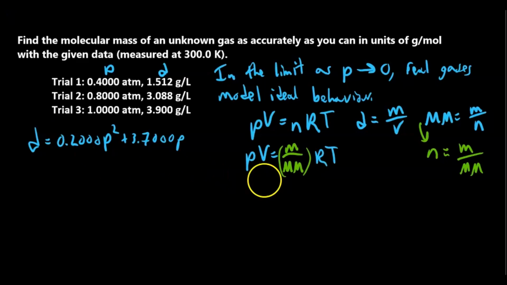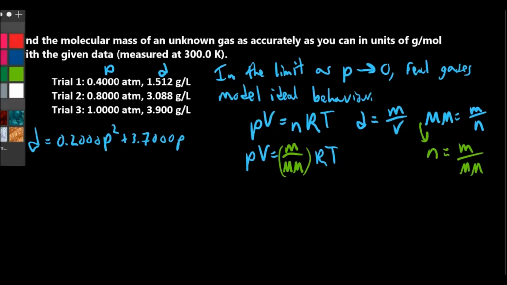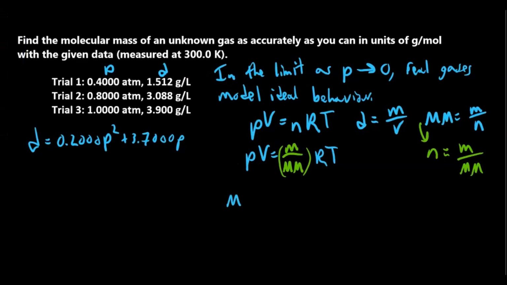Great. And now we want to solve for the molar mass, right? And we also need to incorporate density into here. And density is mass over volume. But right now we just have a mass over here, and we have a volume over here. So we're going to solve for molar mass. Multiply both sides by molar mass, divide both sides by PV. So we have mRT over PV here.